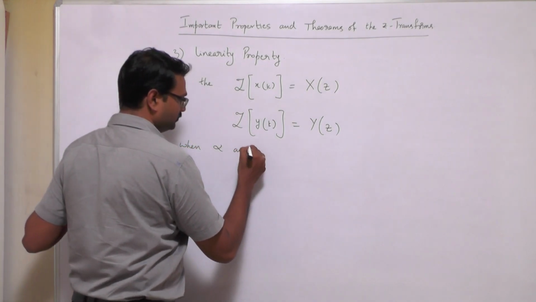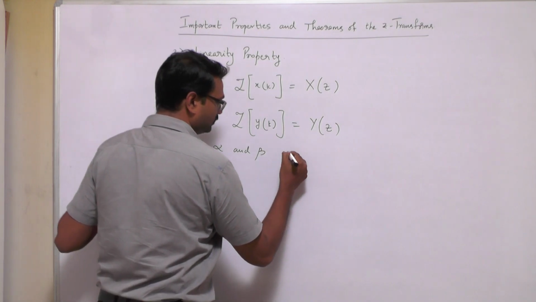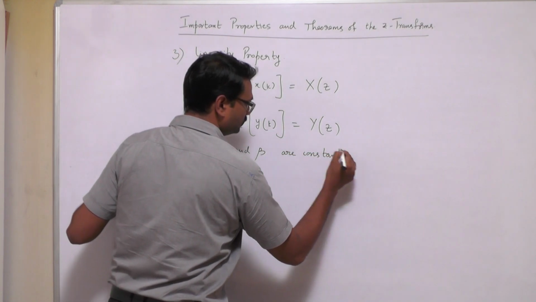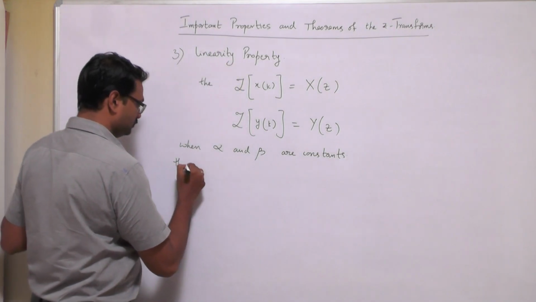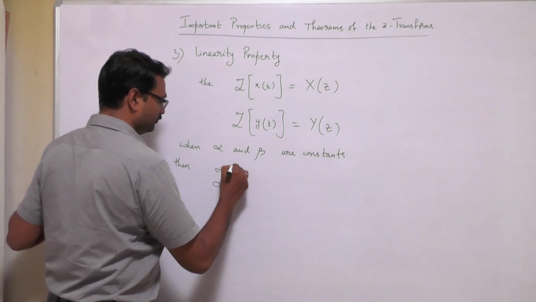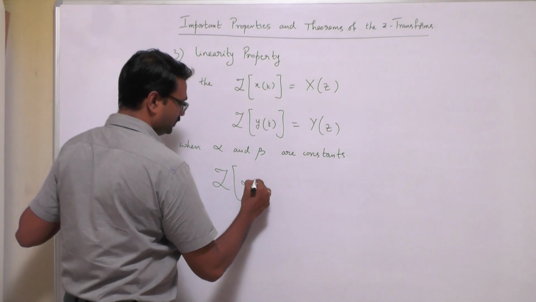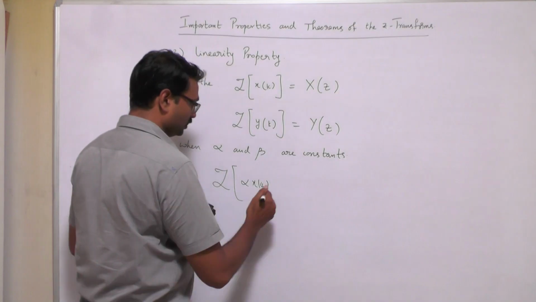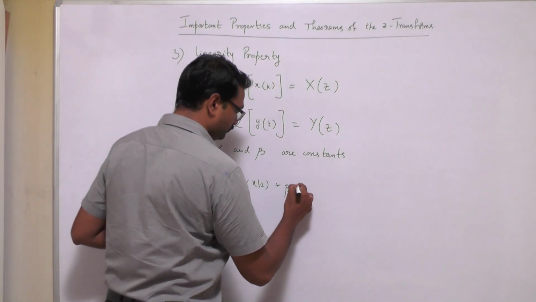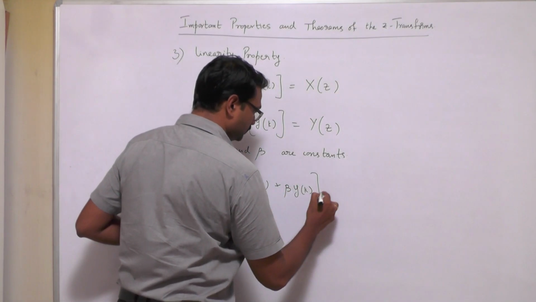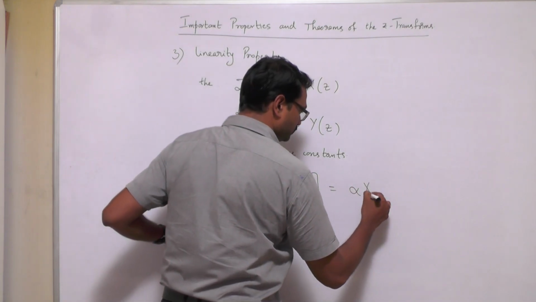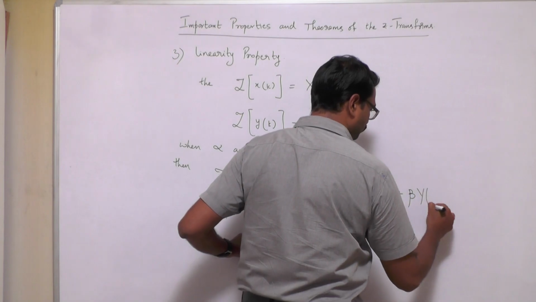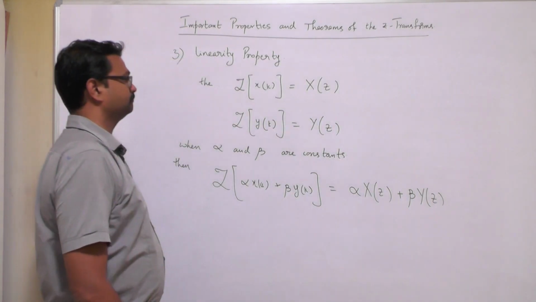When alpha and beta are constants, then the Z transform of alpha x of k plus beta y of k is equal to alpha x of z plus beta y of z.